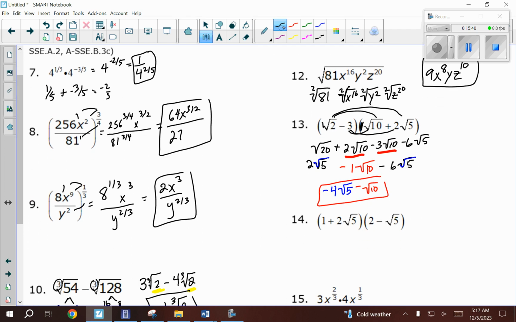This question is pretty much the same exact thing. So we're going to take 1 times 2, so that's just 2. 1 times this is that other stuff. And then 2 times 2, since they're both outside, is going to be positive 4 with the radical 5 attached. And then 2 times this, it's going to give me a minus 2 in front. And then radical 5 times radical 5 is radical 25.